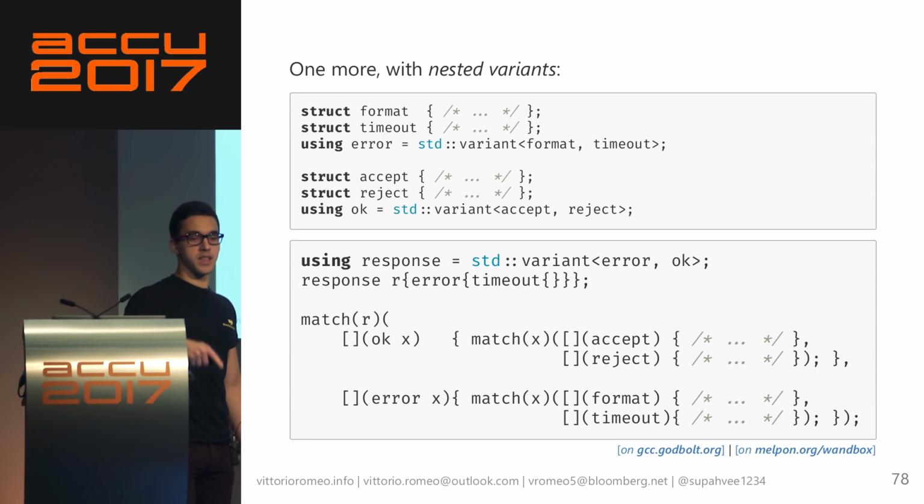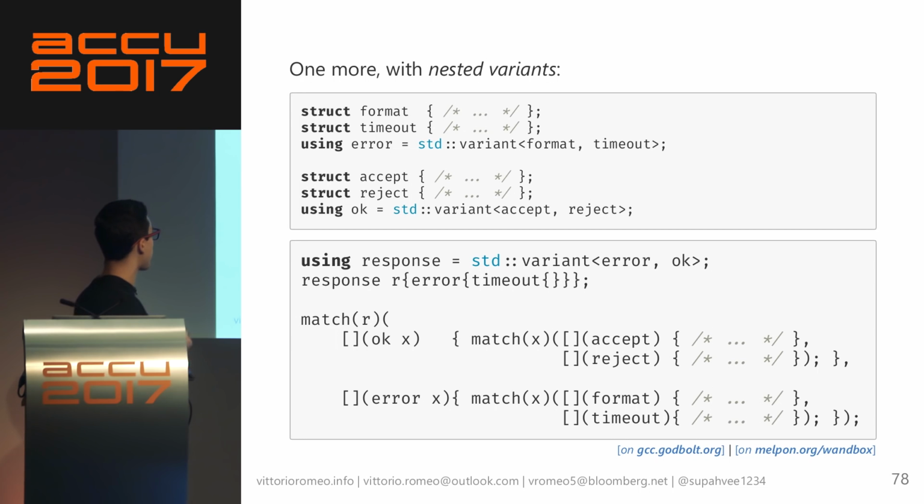And one more example with nested variants. Again, this is the most common example, with a response that can either be success or failure. And maybe our success and failure states are actually variants themselves. So we have a tree of possible alternatives. It's still okay to read. There's slightly more boilerplate, but you can, again, follow the control flow quite easily.